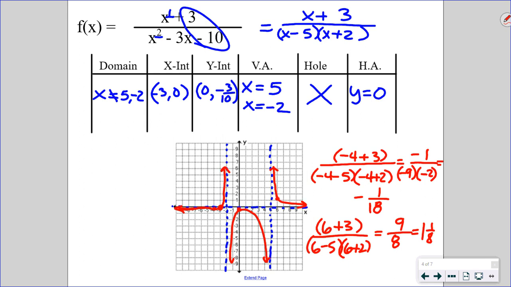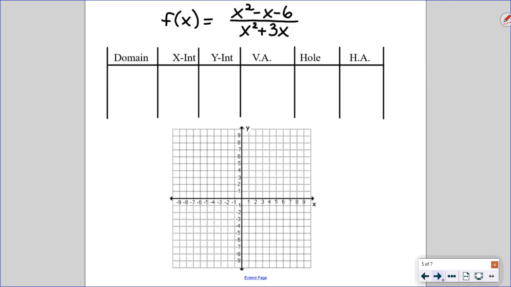So that wasn't too bad. We only had to plot 2 additional points. So a little bit more complicated graph this time, and it really is because of the 2 vertical asymptotes. Okay, let's look at this example.